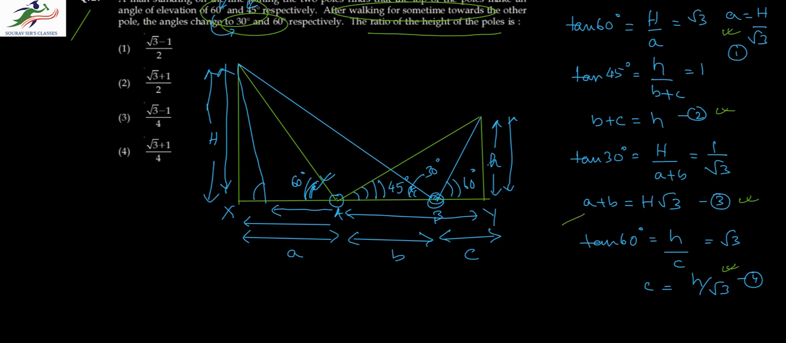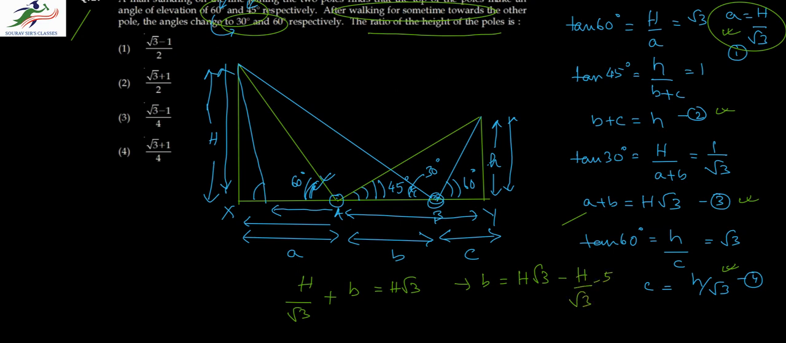So I start with the third equation. a plus b is H, capital H root 3. So the value of a is capital H by root 3, so I put that in directly. So capital H by root 3 plus b, and we don't know the value of b directly yet, is equal to capital H into root 3, and therefore we can get the value of b from here, which is equal to capital H root 3 minus capital H over root 3.